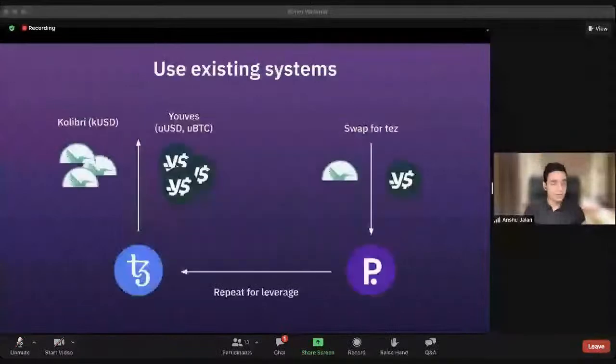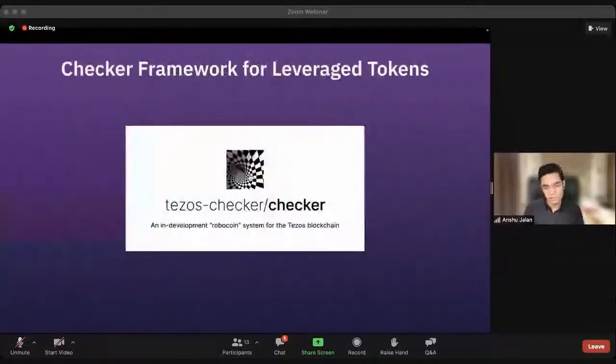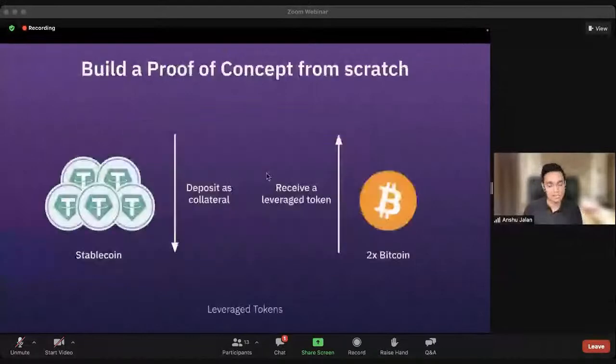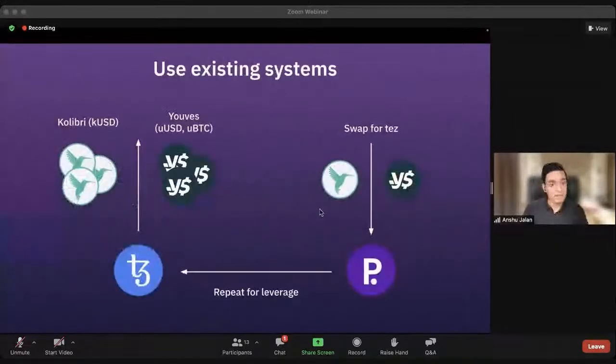So that was the first option. And if you want to use existing systems, I think this was what was mentioned in the brief on the bounty, but I guess you can even build from scratch. You don't really have to use existing systems if you don't want to. But yeah, this is definitely the easy route.